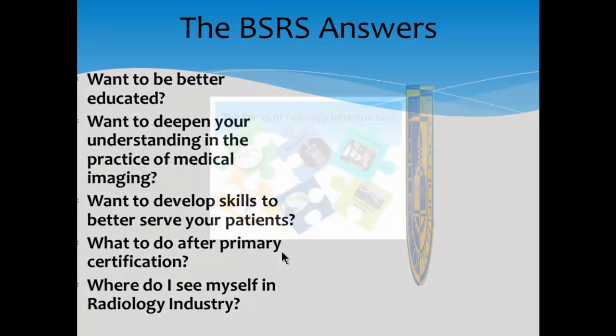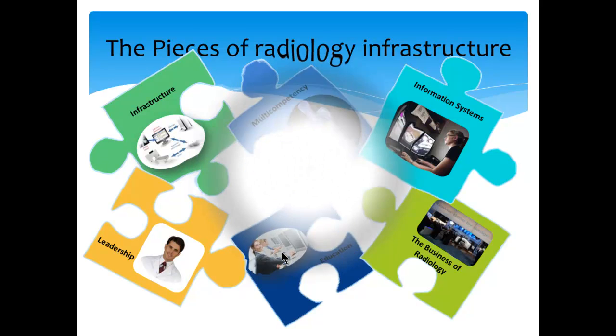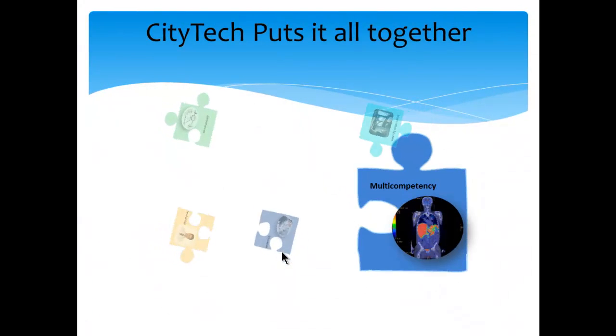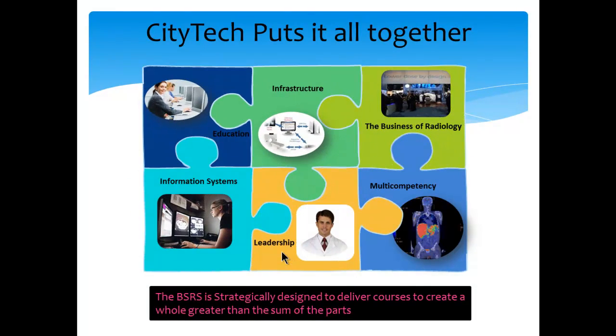Then there'll be another transition. This was fun. I took all the pieces as we talked about and I relabeled them. Infrastructure, multi-competency, information systems. I added new pictures for each one. Then we go to the next slide with a very interesting wobble transition. And the pieces come flying in to fit each other, and at the same time at the bottom what appeared is the BSRS strategically delivered to give a whole better than some of its parts.